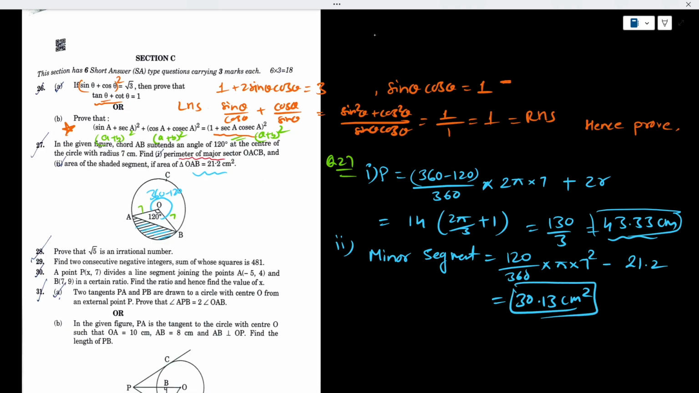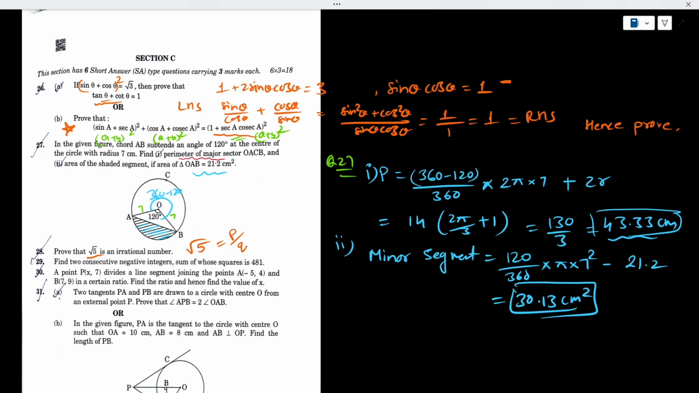Now question number 28, it's a proving question. This is from chapter 1, and you will take it here. You will use it by taking, let root 5 be rational. It is going to be a rational number p by q, where p and q are co-prime, and q can never be equal to 0, and then you will prove it. You will find a contradiction that there will be a common factor 5, other than 1, and that's why p and q cannot be co-prime numbers. Then it contradicts our assumption that root 5 is a rational number.